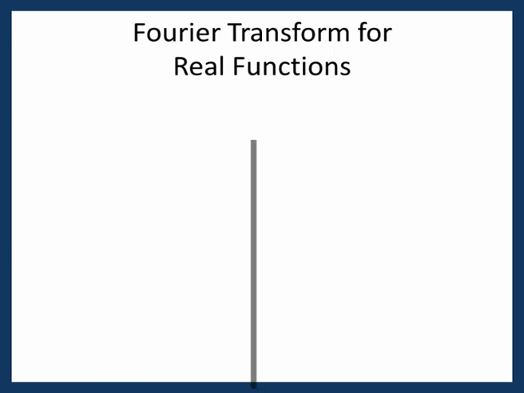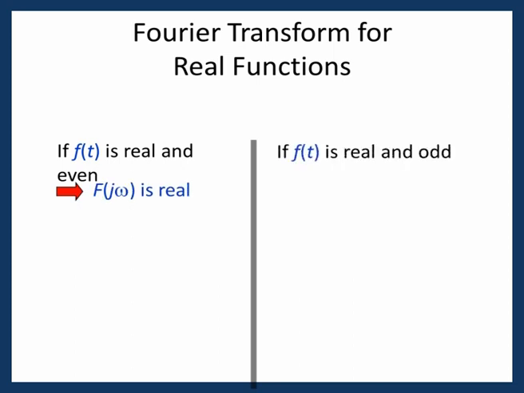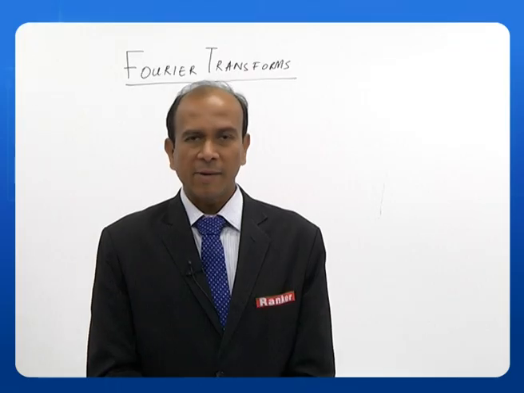Fourier transform for real functions: if f of t is real and even, F of jω is real. If f of t is real and odd, then F of jω is purely imaginary. We do not need the proof here. Now, let us see the next property of the Fourier transform.